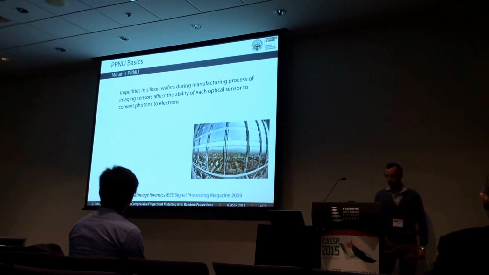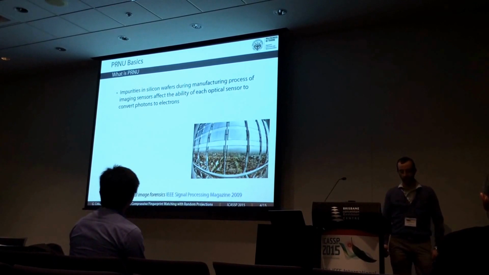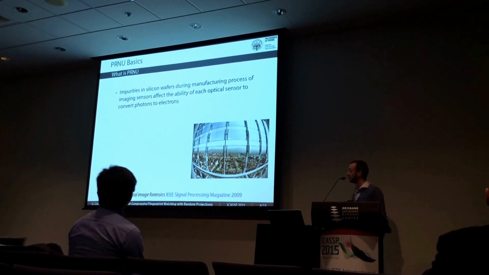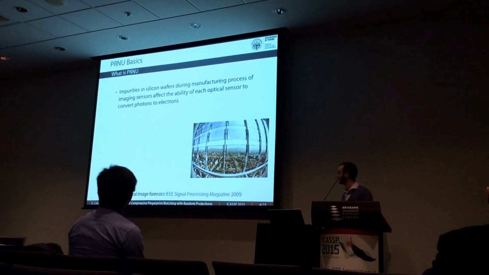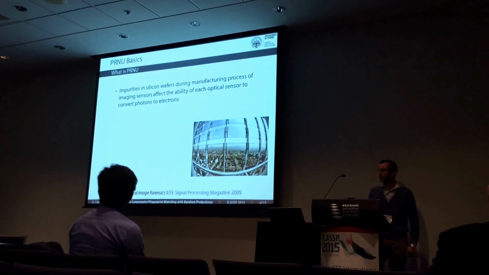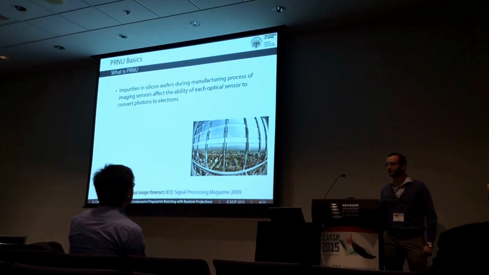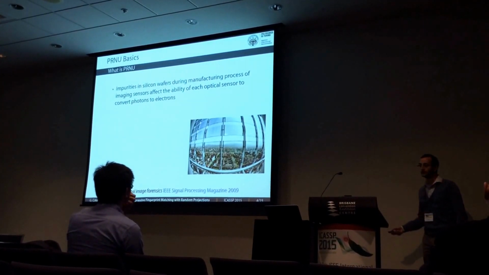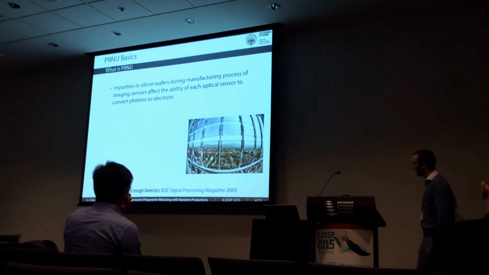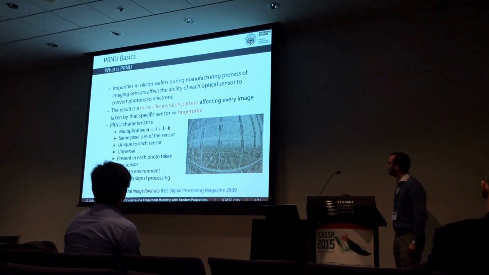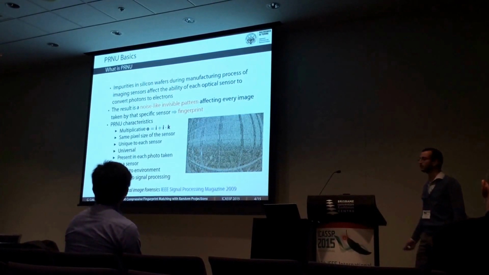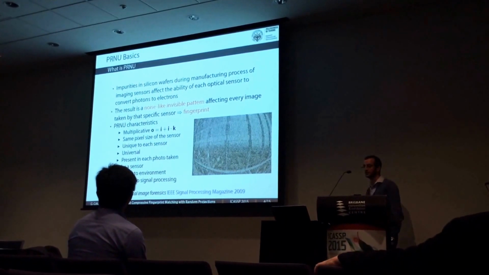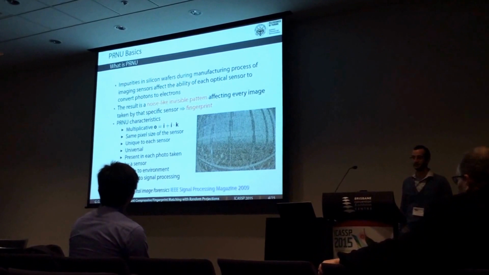So the PRNU, which stands for photoresponse non-uniformity, is due to imperfections in the manufacturing process of imaging sensors. These imperfections affect the ability of each optical detector within a sensor to convert photons to electrons. And the result is a noise-like invisible pattern which affects every image taken by that specific sensor.